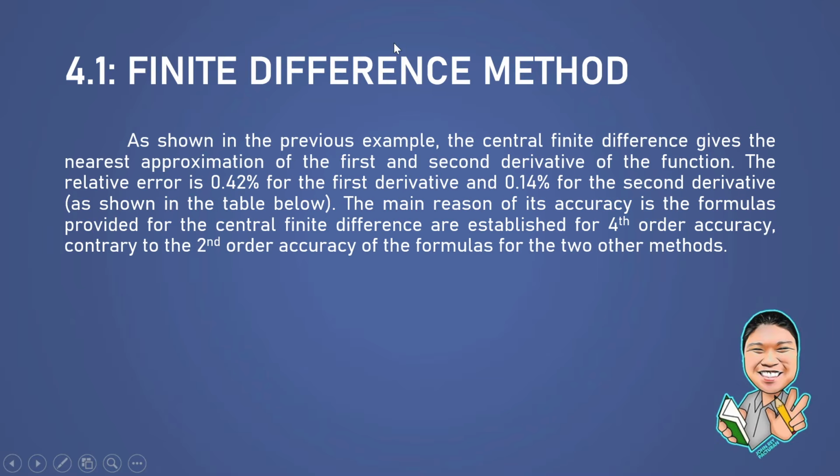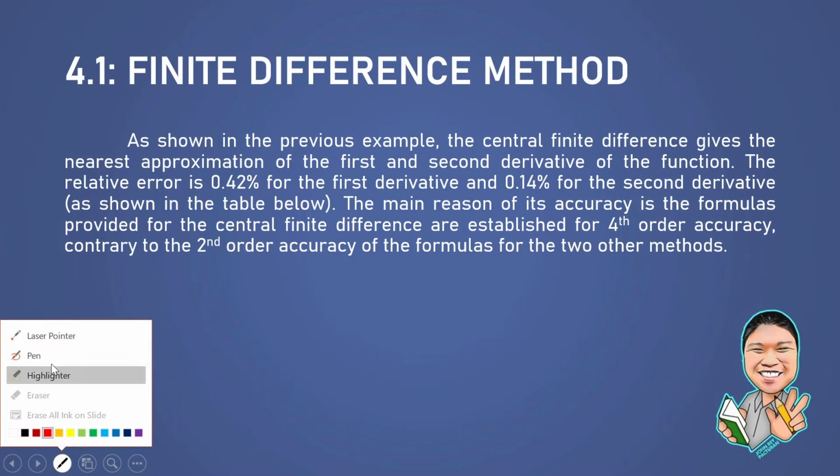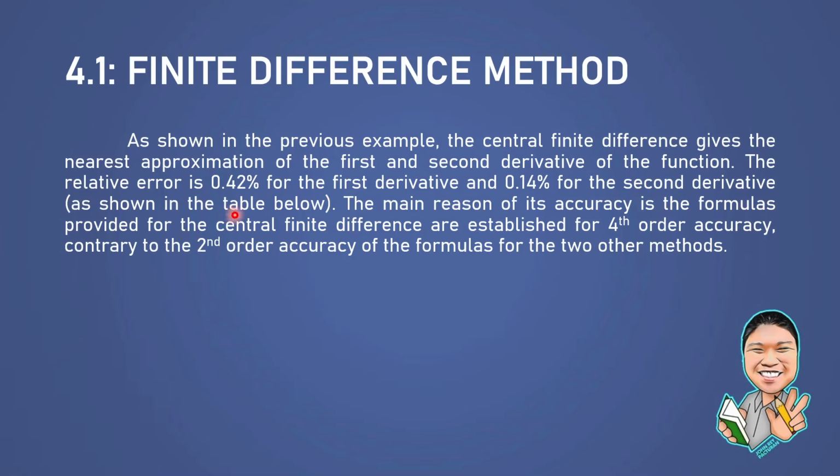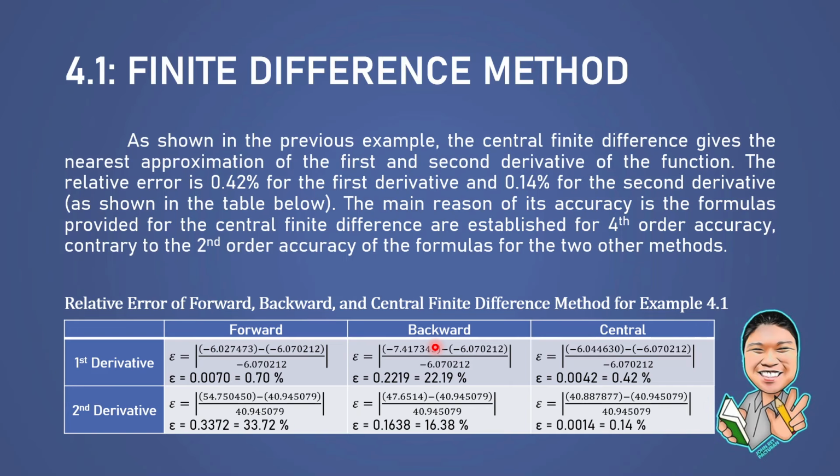As shown in the previous example that I discussed, the central finite difference gives the nearest approximation of the first and second derivative of the function. Yung computation ng relative error, 0.42% lang yung error ng first derivative and 0.14% yung error ng second derivative. So, as shown in the table below, so this table.